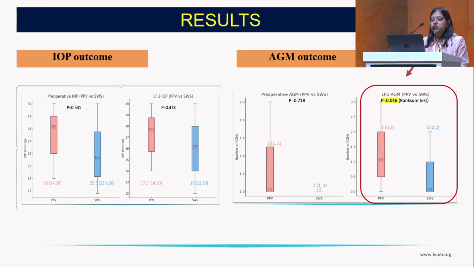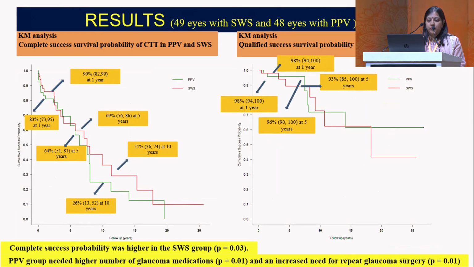So coming to the postoperative outcomes, though the IOP outcomes were similar between the two groups, the need for additional AGM was higher in the PPV group when compared to the Sturge-Weber group. So coming to the success, though qualified success was similar between the two groups, around 98% at 1 year and 93% at 5 years, the complete success was better in the Sturge-Weber group compared to the phacomatosis pigmentovascularis group.